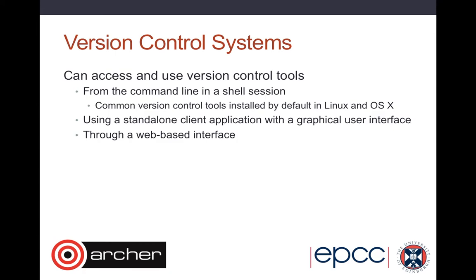So getting a bit more practical and concrete, how do we actually use these version control tools? In Linux and OS X, some of the most common version control tools are actually pre-installed by default and are available from the command line in a shell session. Alternatively, you can download a standalone client application with a graphical user interface, of which there are many available. These are especially valuable in Windows, where you would not have a readily available command line environment with pre-installed tools. But they can also be very useful in Linux or OS X. Finally, for some version control systems, you can set up or use a web-based interface directly in the browser.